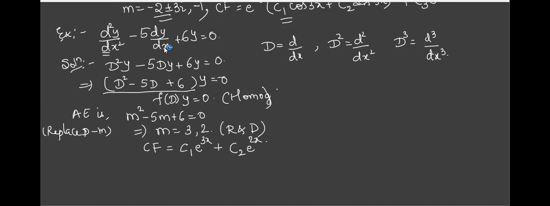Now, yeah, this is homogeneous. For homogeneous, whatever you get as the CF, that itself is the GS, isn't it? Therefore, the general solution is, we write like this, y equal to, because your answer should be y as a function of x. Just in place of CF, write it as y. RHS part same: C1 e raised to 3x plus C2 e raised to 2x. That's all.